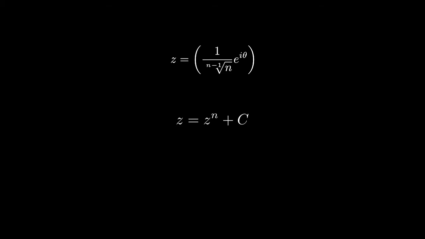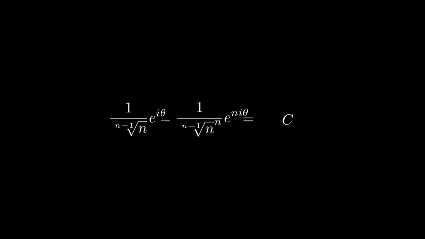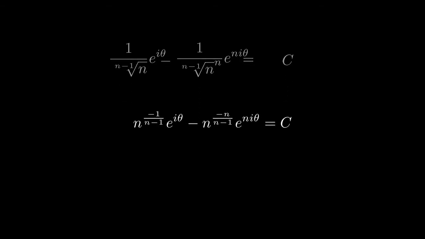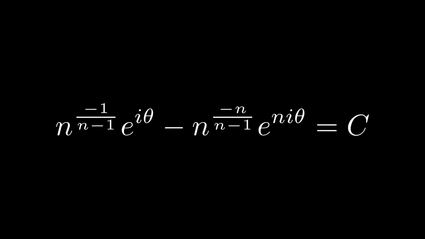After we isolate c and resubstitute this back into our equation, we can simplify and also write it using fractional and negative exponents to make it look neater. And this is what we are left with. n to the negative 1 over n minus 1 times e to the i theta minus n to the negative n over n minus 1 times e to the n i theta. Even though this is in a quite different form, we can draw some parallels to our parametric representation of an epicycloid.